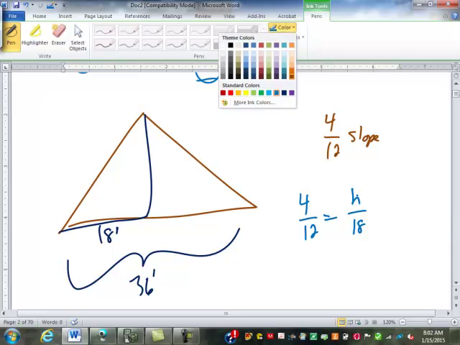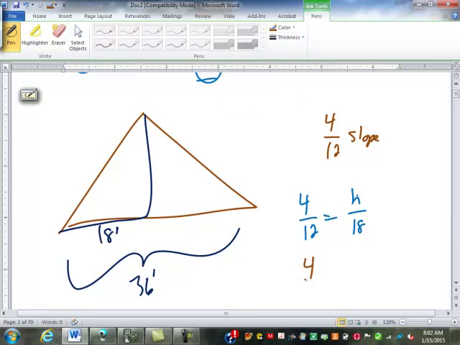But we could have done this. We could have said 4 is the height, is the rise. The height is also the rise. So the 4 and the h could go together. Then the 12 goes with the 4 because it's a 4/12 slope. The 12 is the run. The 18 is also the run. We could set it up like that.